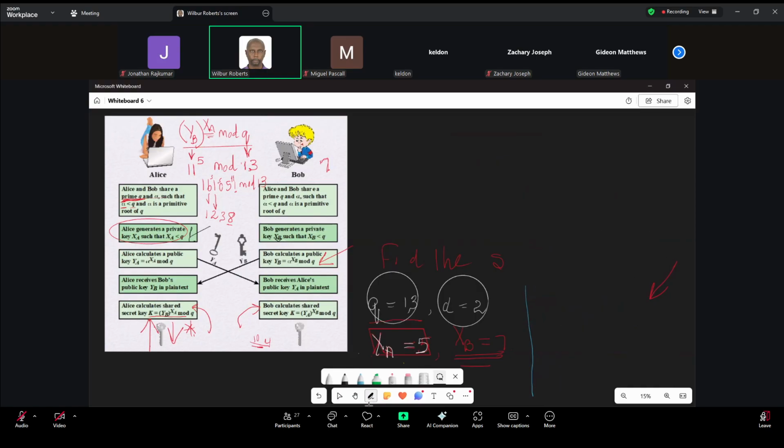Right, so I'm going to write those things over on top here. We have Q is equal to 13. Alpha is equal to 2. XA, this private key, is equal to 5. And XB, Bob's private key, is equal to 7. Good? So now I could clear below here.